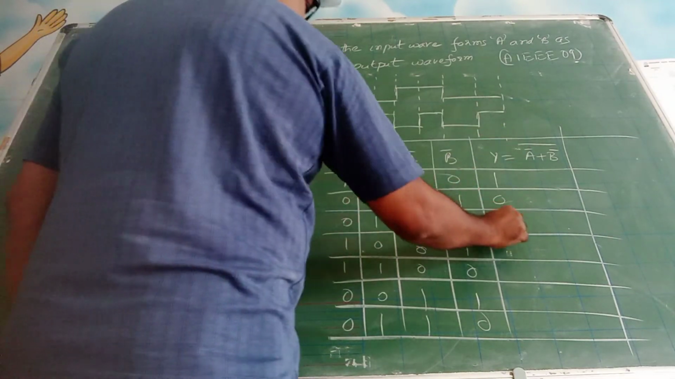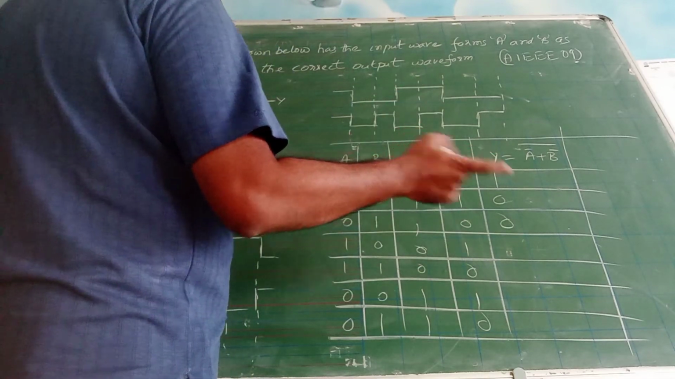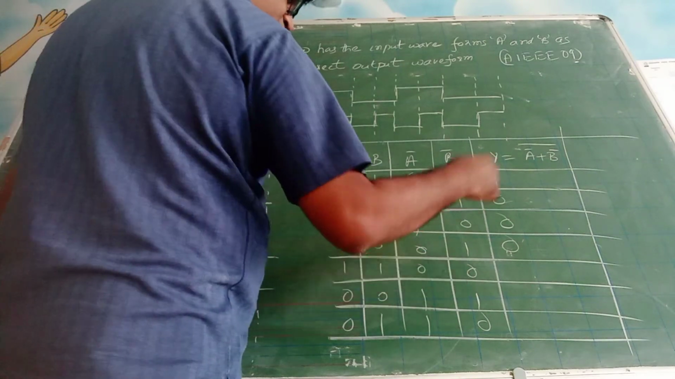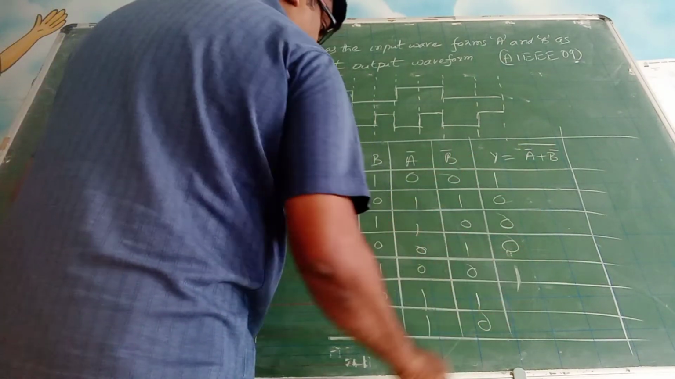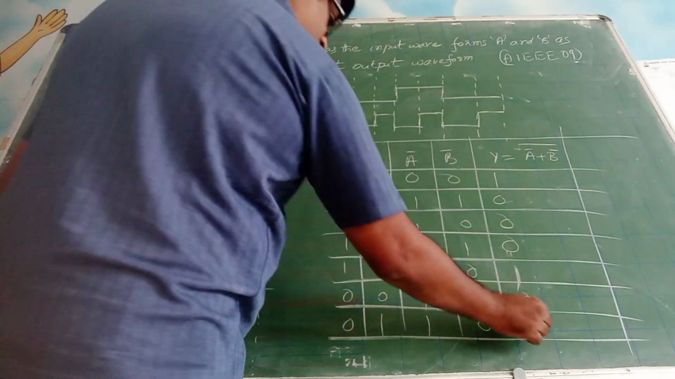Reverse of 1 is 0. 0 1 you will get 1 as the OR output. 1 will become 0 because of the NOR. 0 0, 0. Inverse of 0, 1. 1 1 1 0. 1 0 1 0.